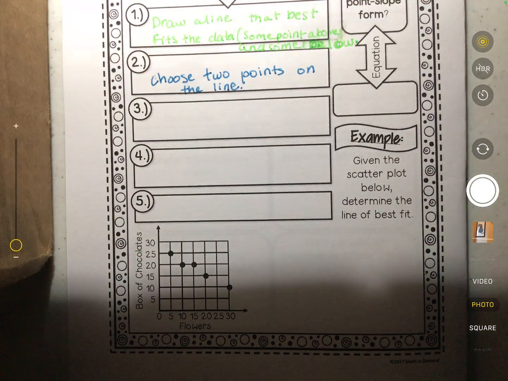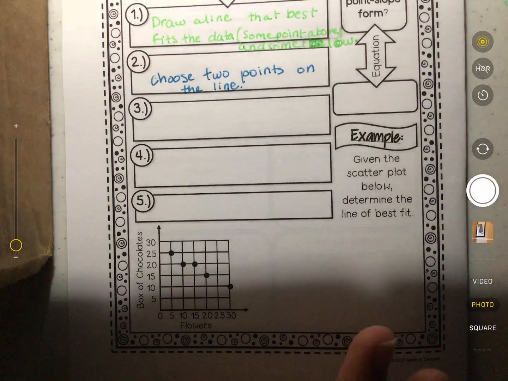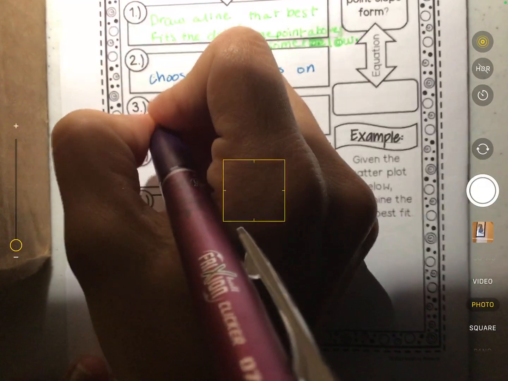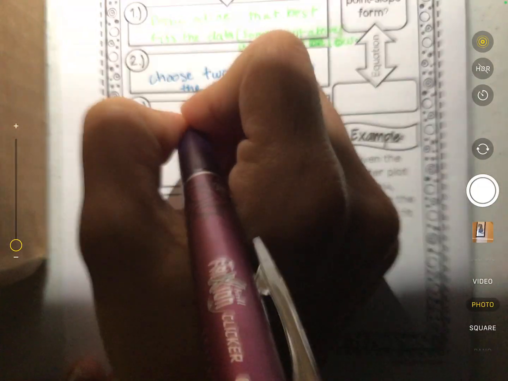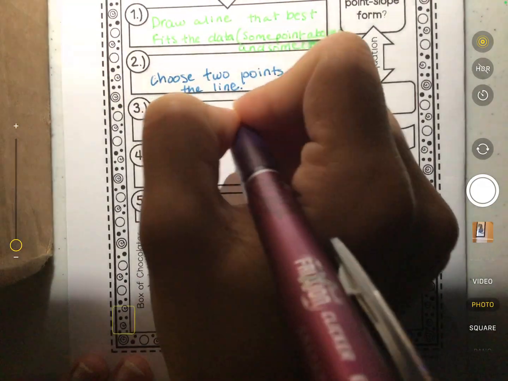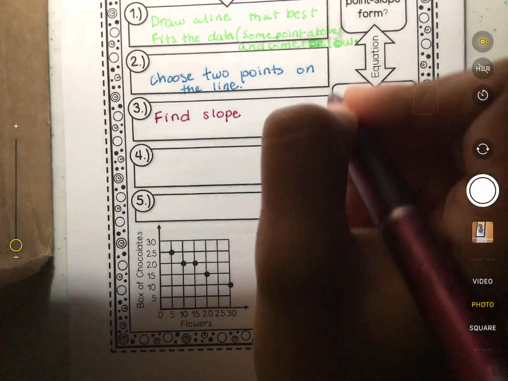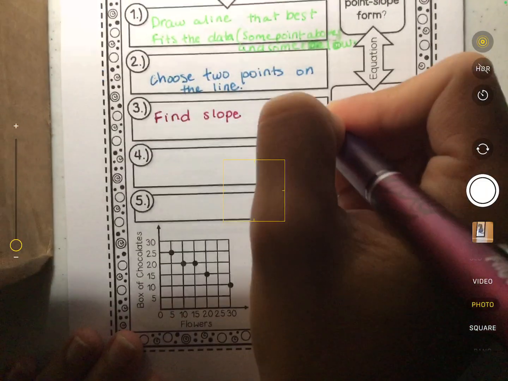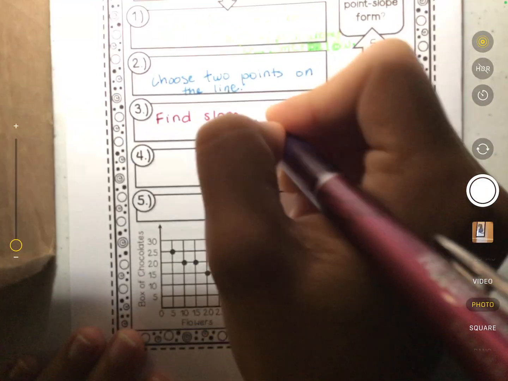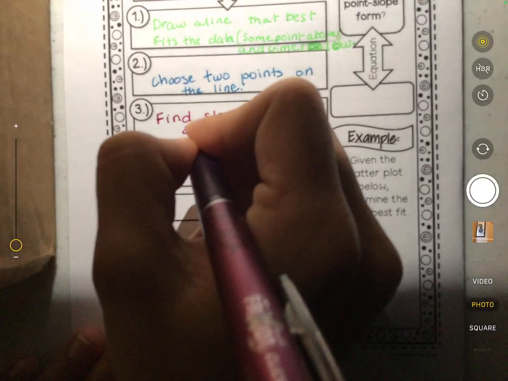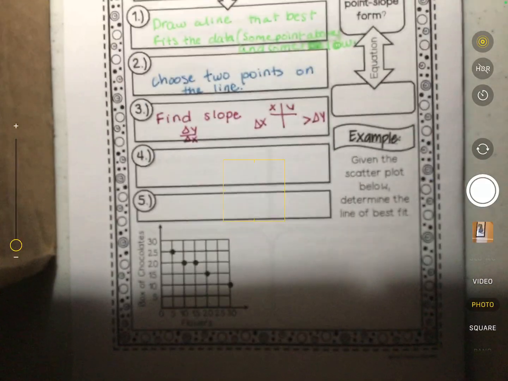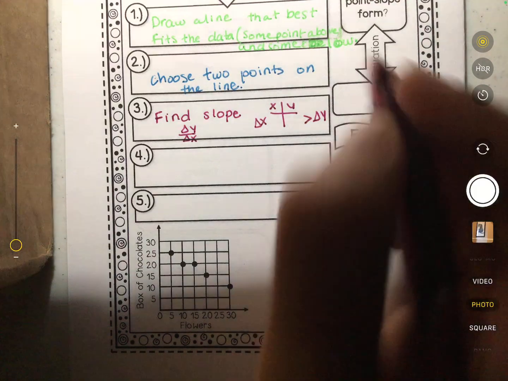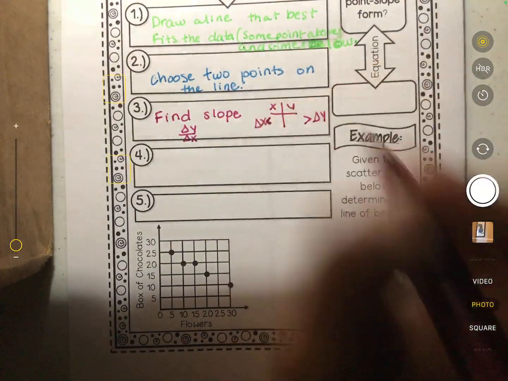This is kind of going back to some algebra skills. I'm going to kind of mix them up. The third one is to find the slope. And how I taught you to find slope is making a little table and finding the change in y over the change in x. Y'all remember doing that? Okay, what was the change in y over the change in x?